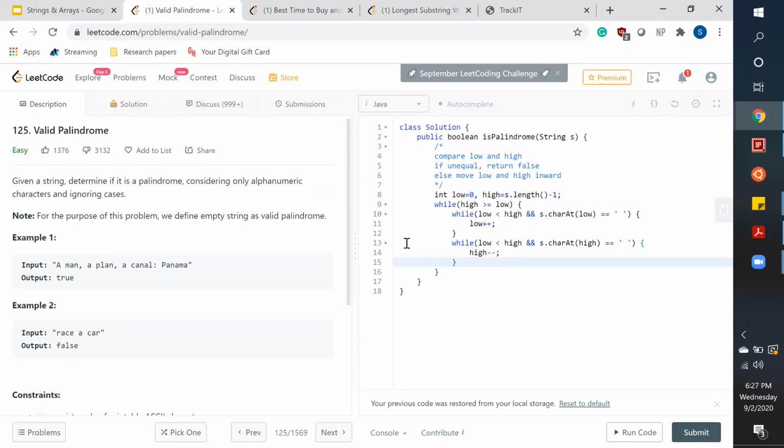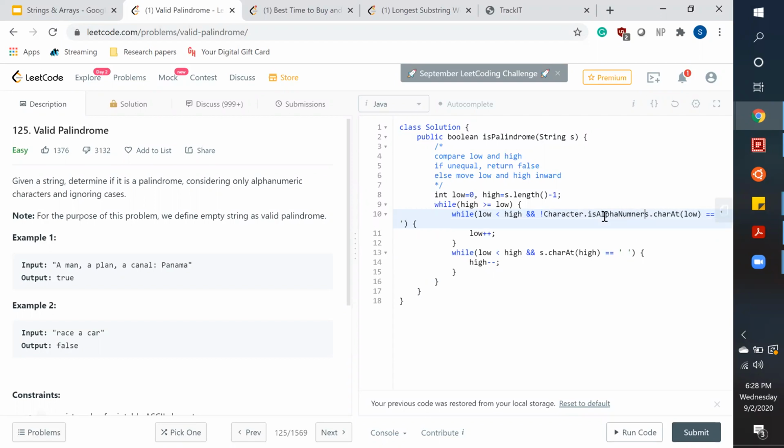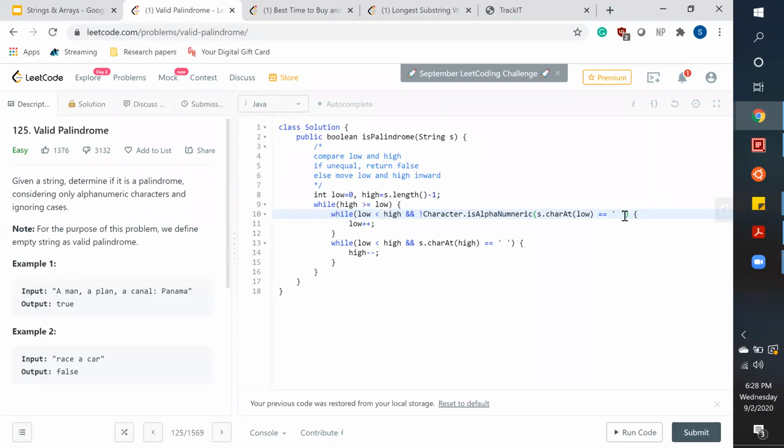Okay, yeah, regex is one way to do it, but Java will actually, exactly, you want to see if it's not an alphabet or number, right? So that's what I was actually looking for. And I believe Java has a Character.isAlphanumeric function. So we can just say if the character is not alphanumeric, then we want to keep moving forward, right? And we'll do the same thing for high.